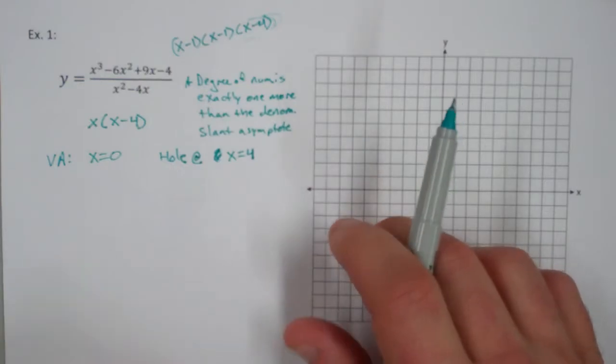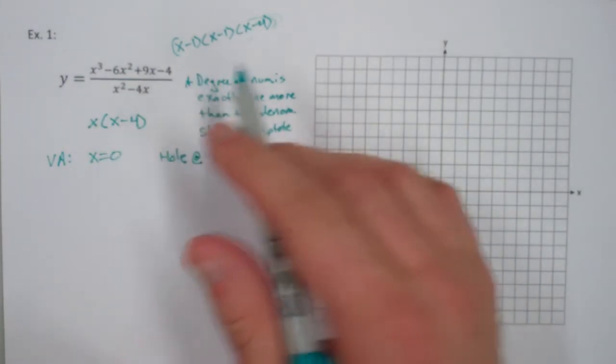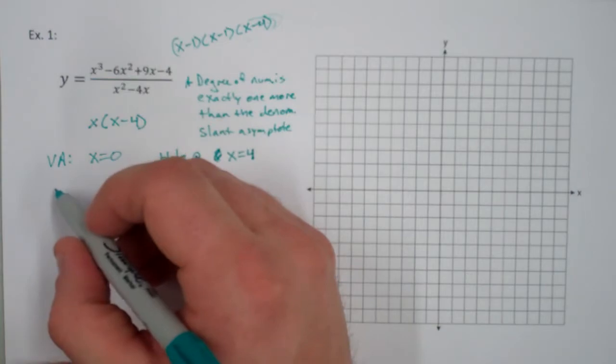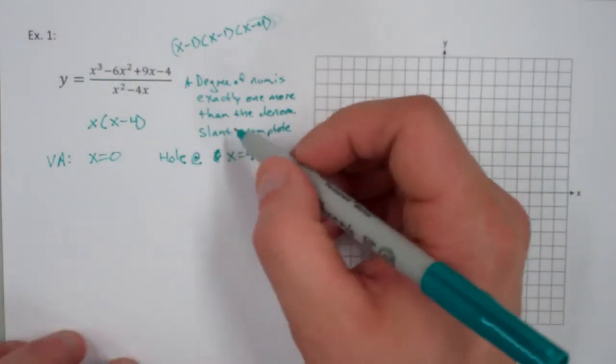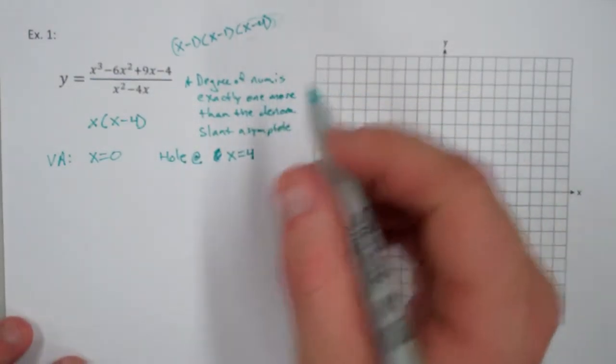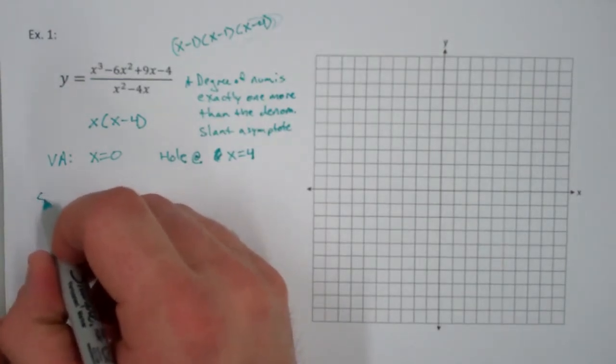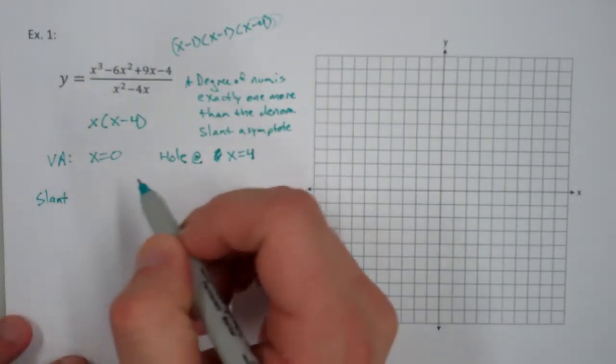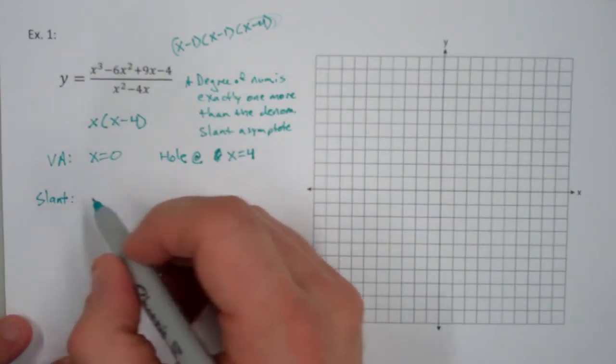Okay, so that was just taking a look at the numerator. And what we're going to do now is try to figure out any horizontal asymptotes. Well, there isn't one. There's a slant asymptote. So we've got to do a little long division here. So this is for the slant asymptote. Okay. We're going to try to do a little long division.